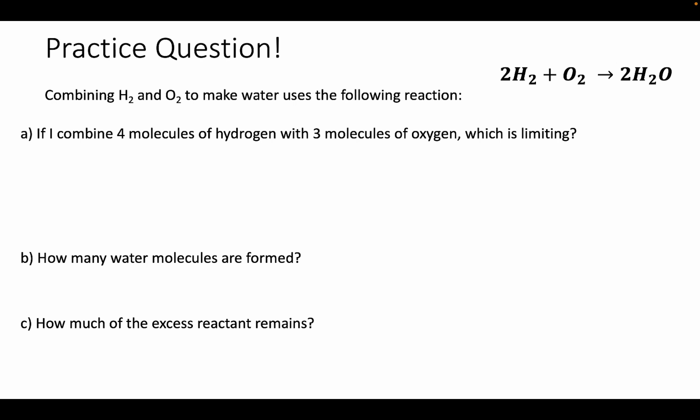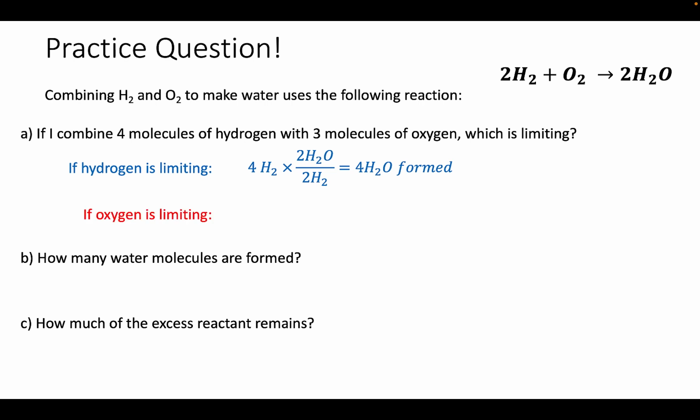All right, let's take a look at our answer. So the first thing we're saying is, if we combine 4 molecules of hydrogen with 3 molecules of oxygen, which is limiting? Let's do the exact same approach we did with those breads and cheeses. Let's say, if the hydrogen is limiting, how much would we make? Here we have 4 H2s. We want to see that we get 2 waters for every 2 H2s that we use. And therefore, if the hydrogen is limiting, we're going to form 4 waters.